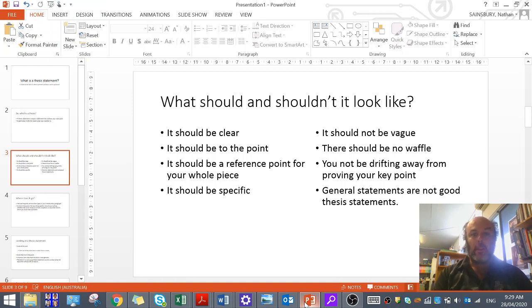So it should be to the point. It should be a reference point for your whole piece. Once you've written your thesis statement, that is something you can come back to for each paragraph. Is each paragraph there building upon that reference, that statement that you've made earlier? The other thing you want there is it should be specific. So general statements are not good thesis statements, and we'll get into what that means exactly in a slide or two.